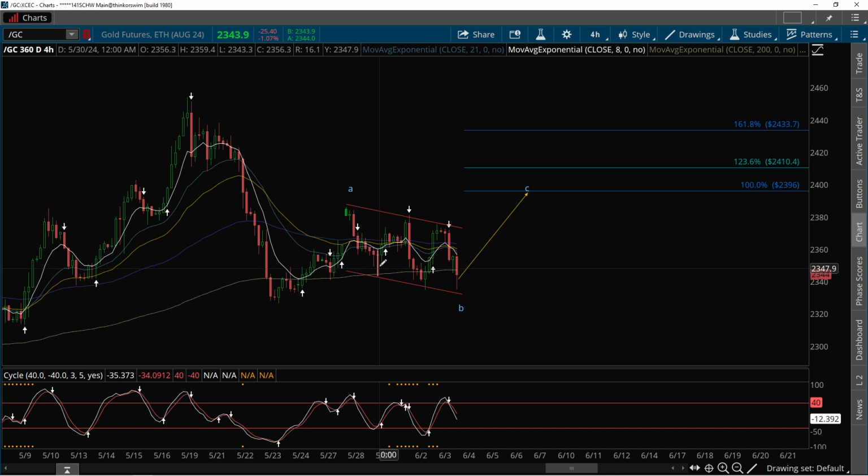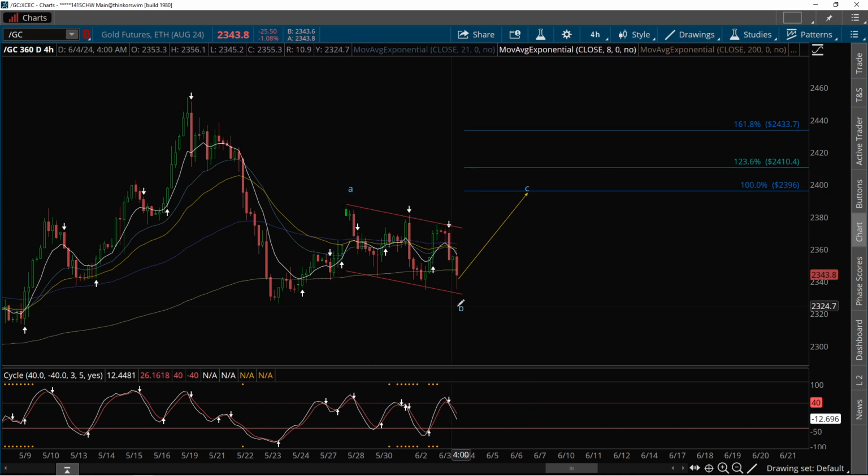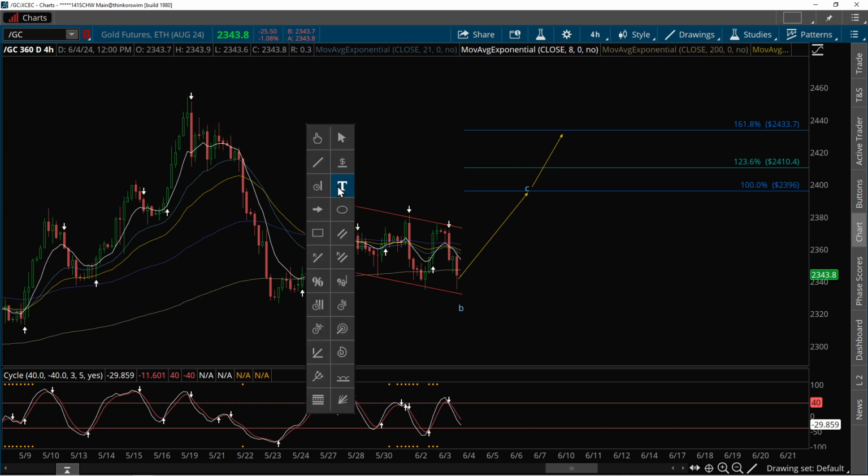And the other option we had from earlier in the week is still on the table too, because instead of an A, this could also be a 1, and this can be a 2, and we're on our way up for a wave 3 up to the 1618. So that's another option.